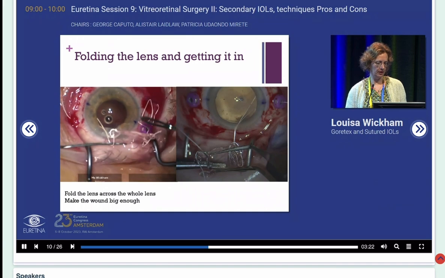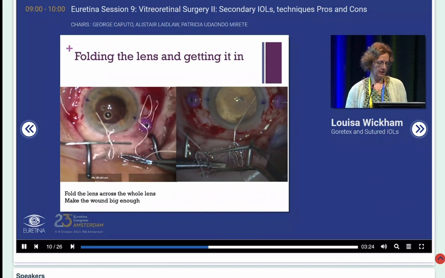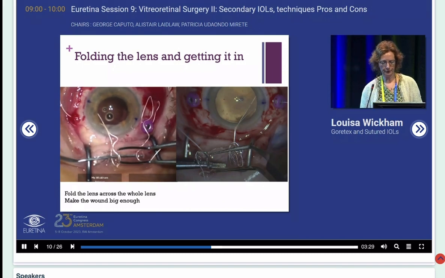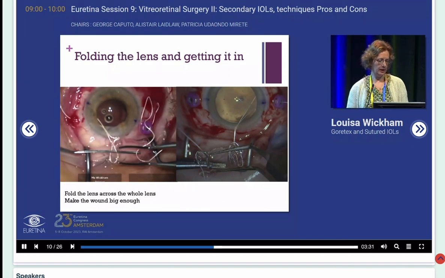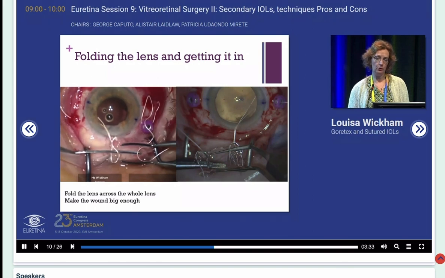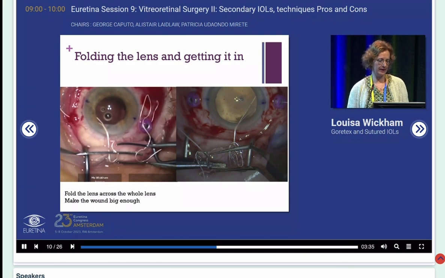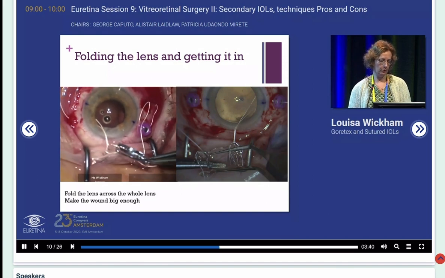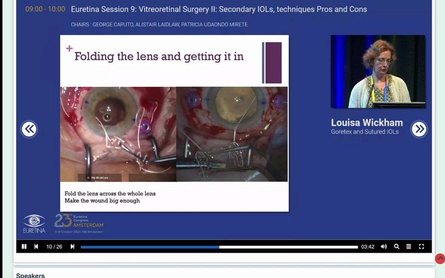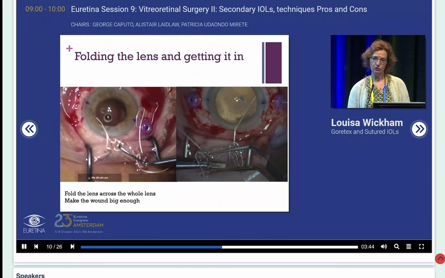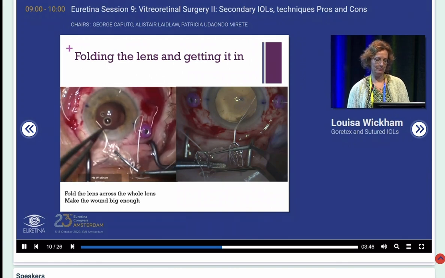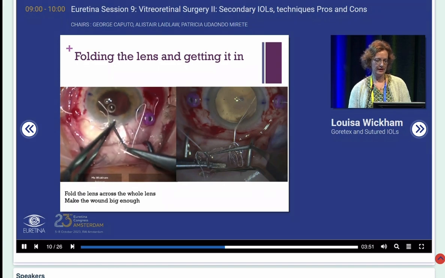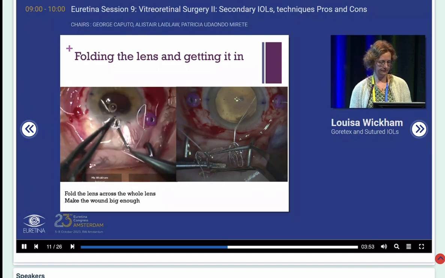So here you go, this is someone trying to do it. You keep going, keep going. So the way in which to make sure you do that is, here we've got an iris repositor, make sure that it's along the length of the lens as much as you possibly can. And you need a counter traction, so you're pushing up with your iris repositor and down with your forceps. And the other thing is to make sure that you actually make your corneal section big enough. You don't want a really tight section, because the last thing that you want is when you finally get there, you can't actually get it in.